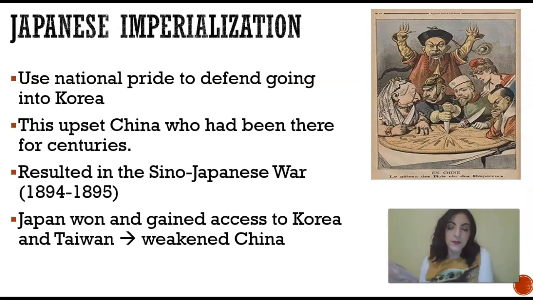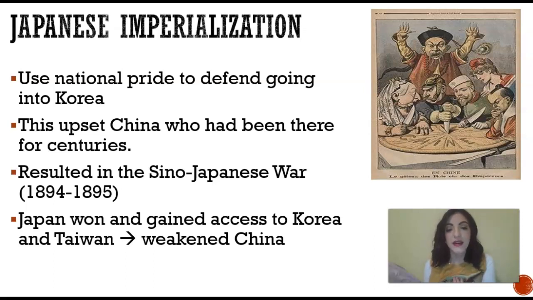Japanese imperialism was a little bit different. We did mention this briefly before, so I'm not going to go super into detail, but it was a sense of national pride that caused them to defend themselves going into Korea. So that was their rationale for going into another country. This happened to upset China because China had already had influence on Korea for many, many centuries. It's going to result in the Sino-Japanese War. Japan is going to end up winning this war.